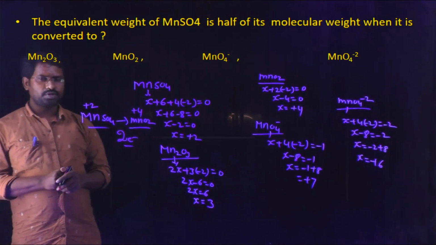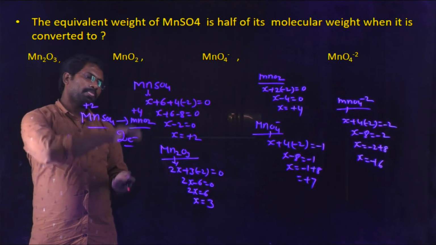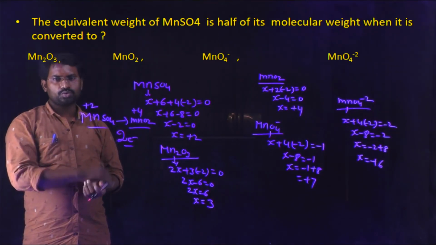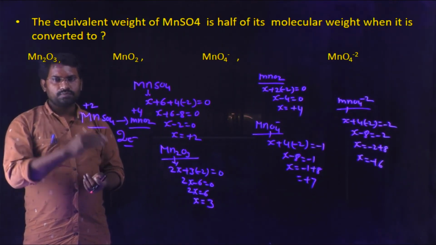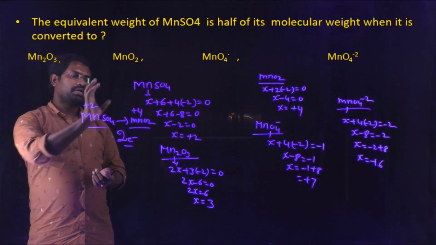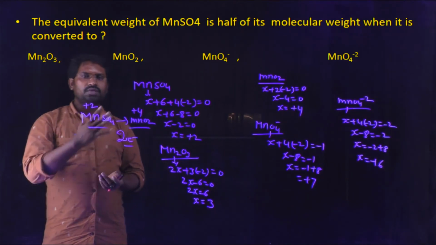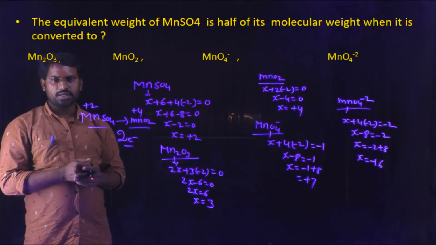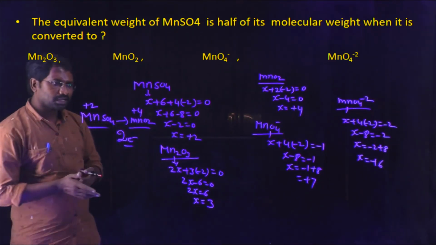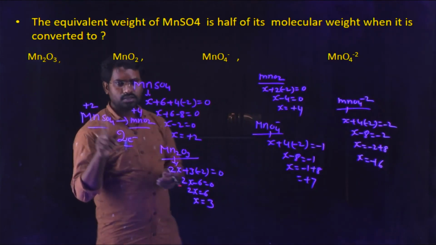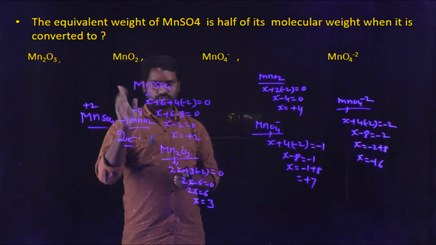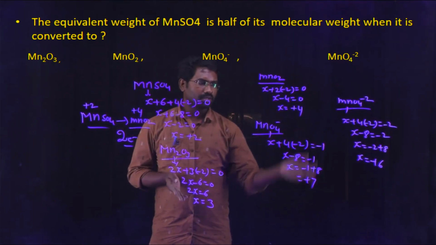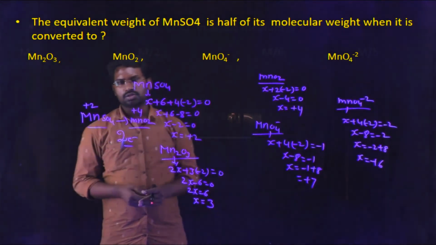So the manganese oxidation state plus 2 changes into plus 4 in manganese dioxide. Therefore, the charge changes by 2, and 2 electrons are involved here. So when manganese sulfate changes into manganese dioxide, the equivalent weight of manganese sulfate is half of its molecular weight. It is only possible when manganese sulfate changes into manganese dioxide, based on the oxidation states plus 2 to plus 4. It is not possible in the case of Mn2O3 (plus 3), plus 6, and plus 7. So this is the possible answer.